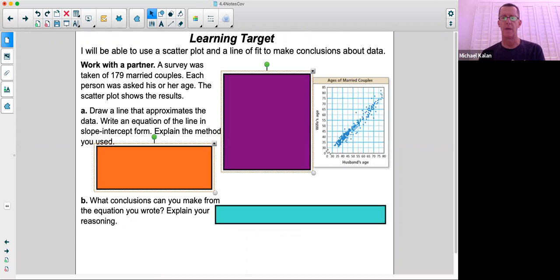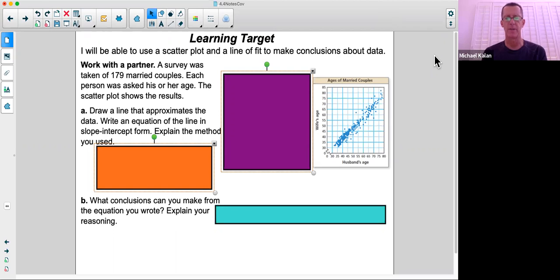Our learning target here is to be able to use a scatter plot and a line of fit to make conclusions about data. I love this lesson. I think this is a really good one, and you'll see this in almost anything you go into. You'll be dealing with lots of data on graphs and so forth. You can work with your invisible partner again, or call a friend, or someone at home.